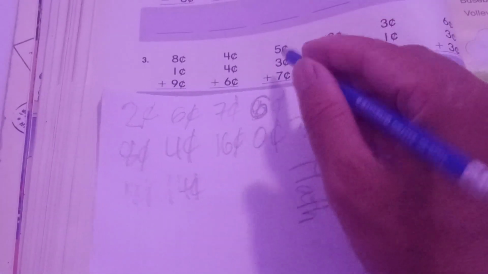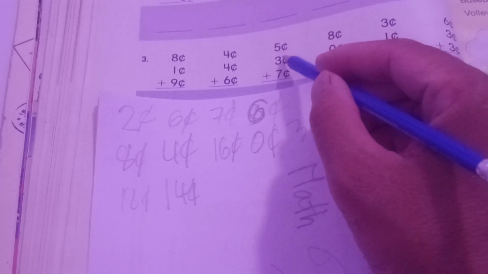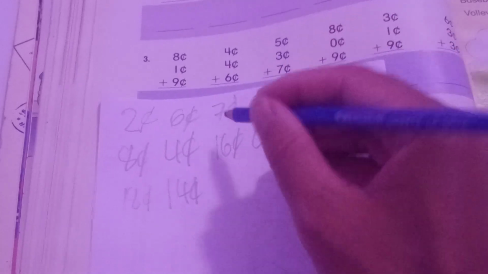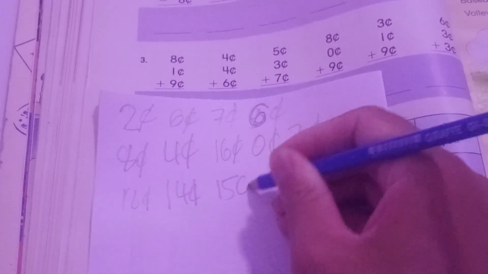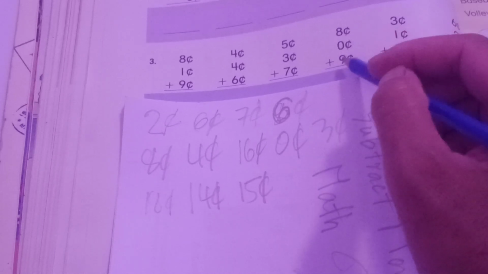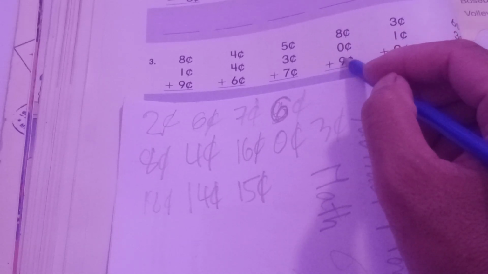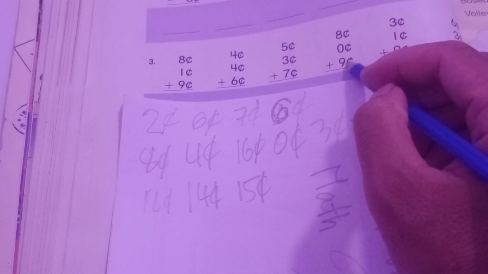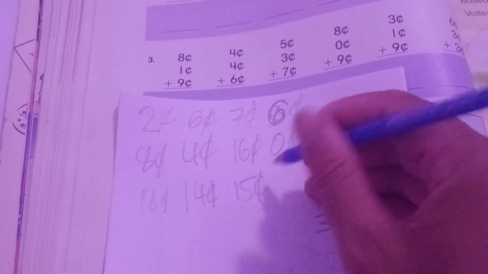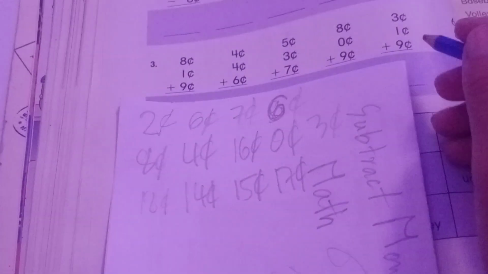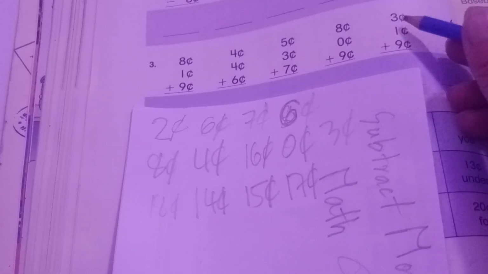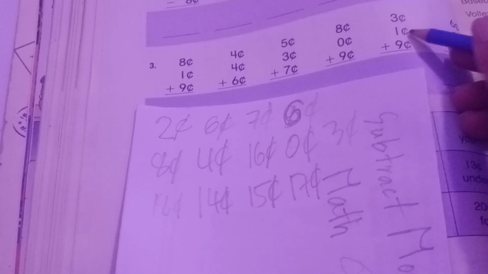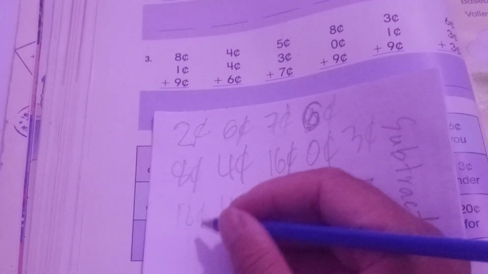So you can see it's about 5, 3, 7. 3 plus 7 equals 10, 10 plus 5 equals 15. And so now 8 plus 9 equals 17, 17 plus 0 equals 17. So you can see 1, 9, 10, and 3 more, 11, 12, 13. We count, 13.